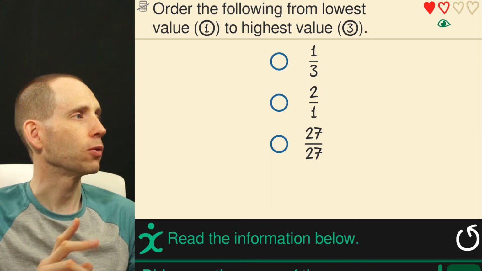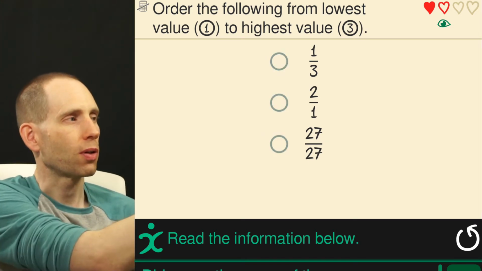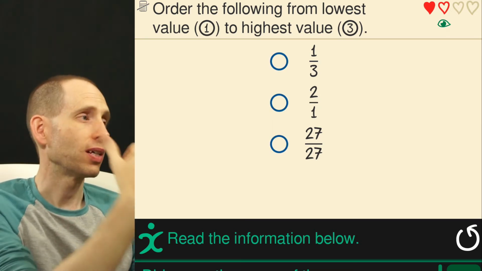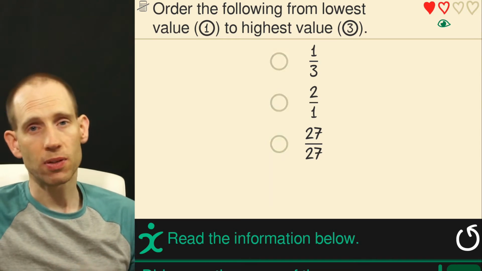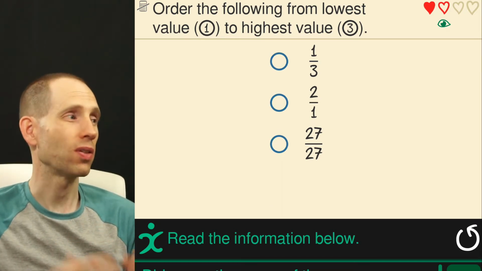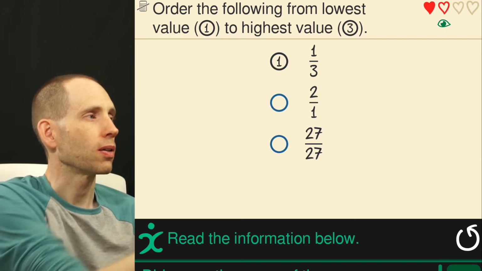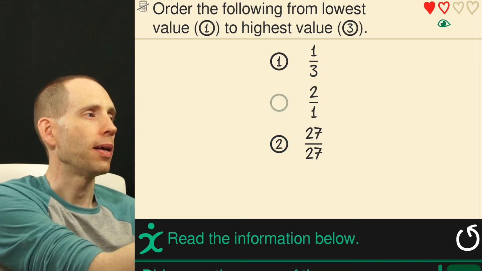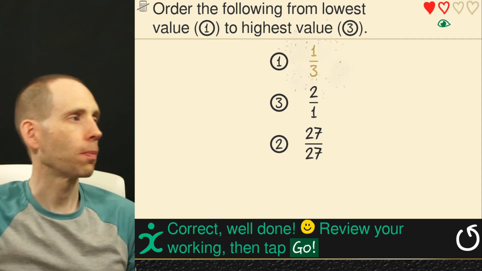Let's have a look at this task then. Order the following from lowest value to highest value. So 1 divided by 3 is a third. 2 divided by 1, the 2 is going to be itself, so that's going to have a value of 2. And 27 divided by 27, that's something divided by itself, so that one's going to be 1. So a third is less than 1, so I think that's the lowest. 27 over 27 is 1. And then 2 divided by 1 is 2, which is bigger than 1. There we go.